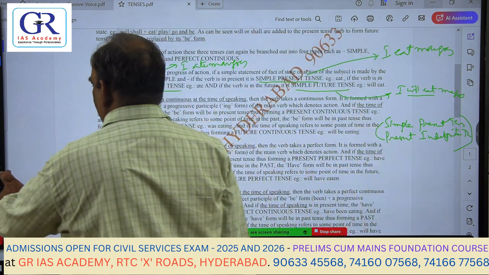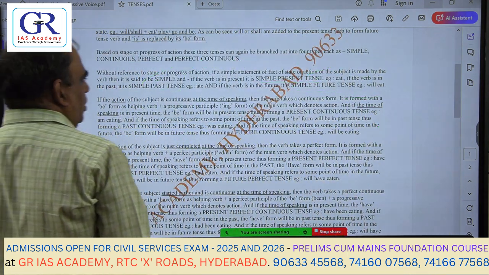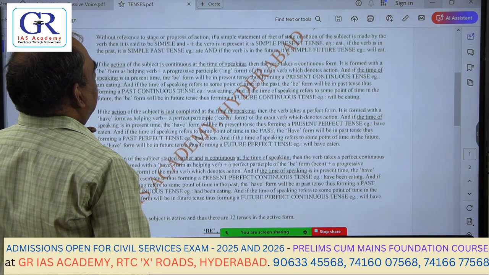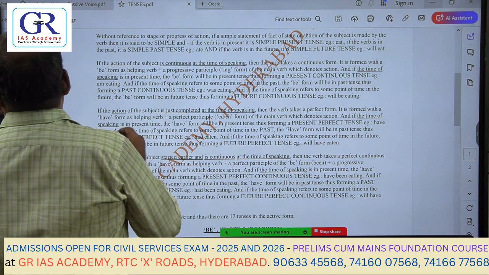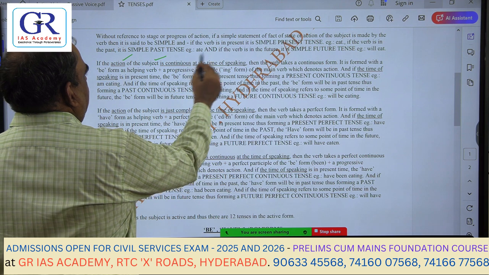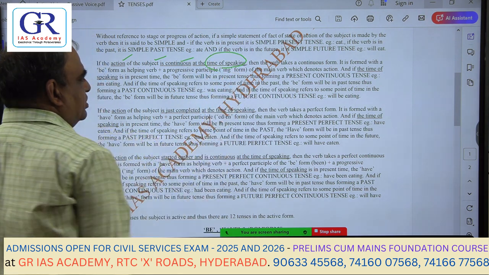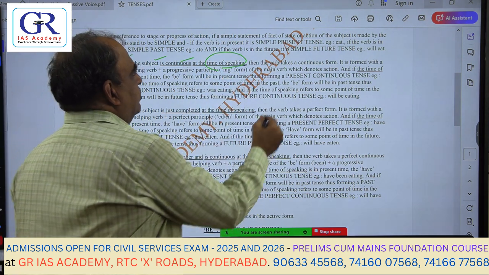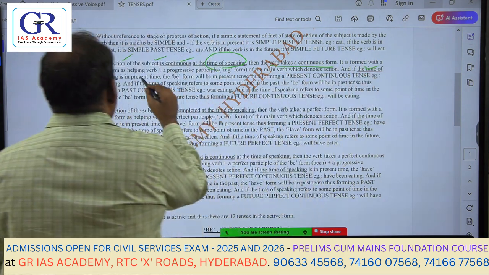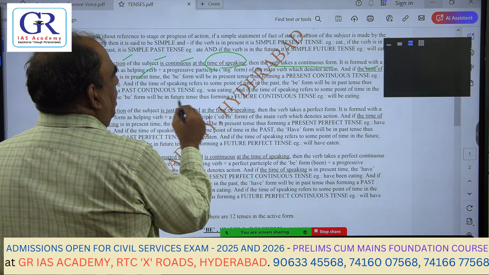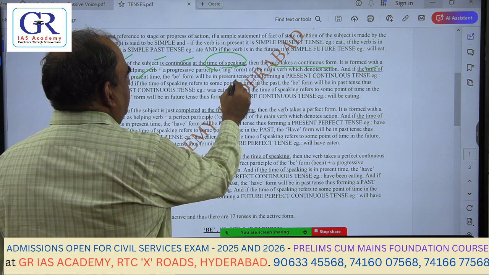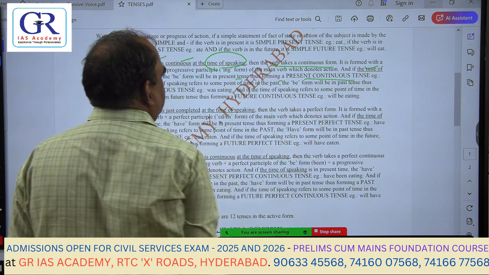Now, after that, having finished simple, we are coming into continuous. If the action is continuing at the time of speaking, then the verb takes continuous form. And if the time is in the present time, then we say I am speaking. It will be formed in the present tense, thus forming a present continuous tense.